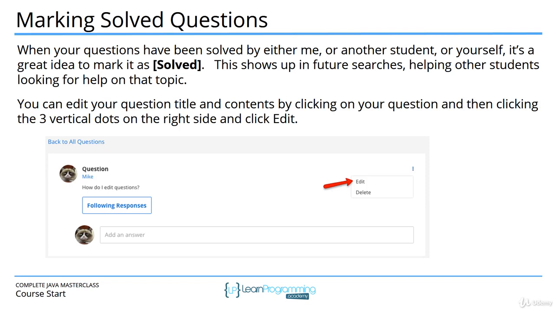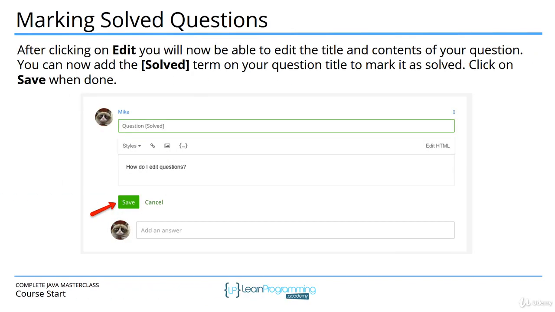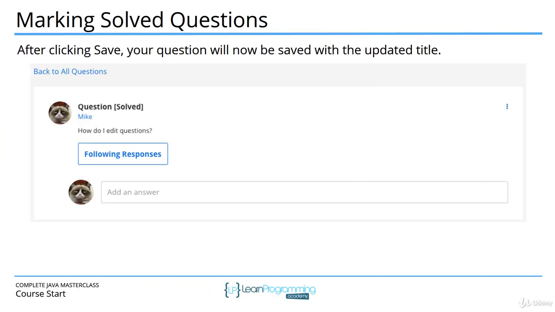To do that is quite simple. You can edit your question title and contents by clicking on the question and then clicking those three vertical dots you can see to the top right of the image and clicking on edit. After clicking on edit, you're now able to edit the title and contents of your question. So you can now add the solved term to the question title to mark it as solved, and once you've done that, click on the save button. Once you've done that, the question is updated. You can see the title is updated with the word solved in square brackets.